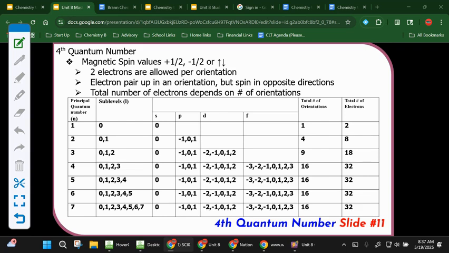How many right here? 2. How many over here? 6, 6, 6, 6, 6, 6. How many here? 10. 2, 6, 10.